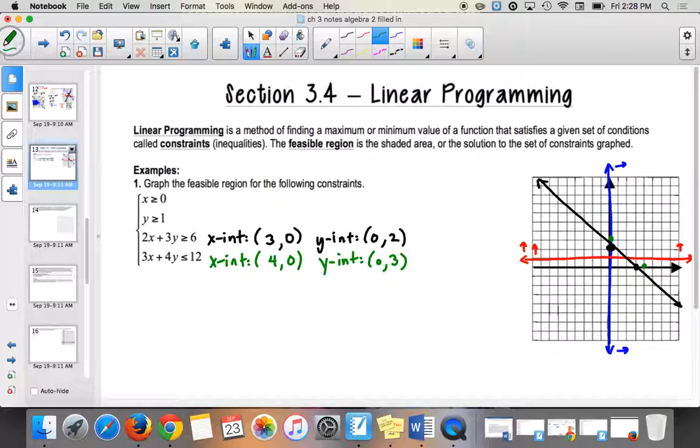I guess I didn't talk about the shading. When you plug in 0, 0 for the third line that we had, you have 0 is greater than or equal to 6, which is false. So you shade away from the 0, 0. So we're shading up.